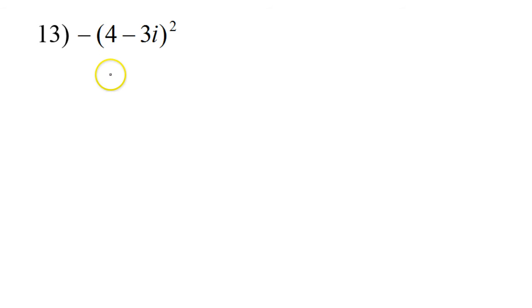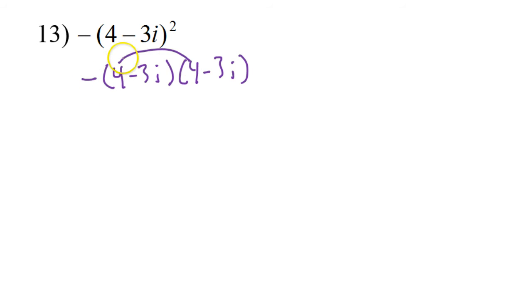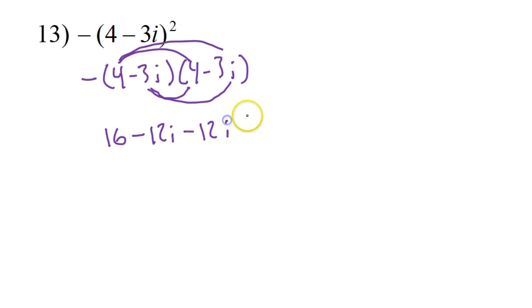Alright, so first you're going to take 4 minus 3i times 4 minus 3i. Tack on that negative sign at the beginning. We're going to worry about that in a moment. So distribute the 4 times 4, 4 times negative 3i, negative 3i times 4, and negative 3i times negative 3i. 4 times 4 is 16. 4 times negative 3i is negative 12i. Negative 3i times 4 is negative 12i. And negative 3i times negative 3i is positive 9i squared.